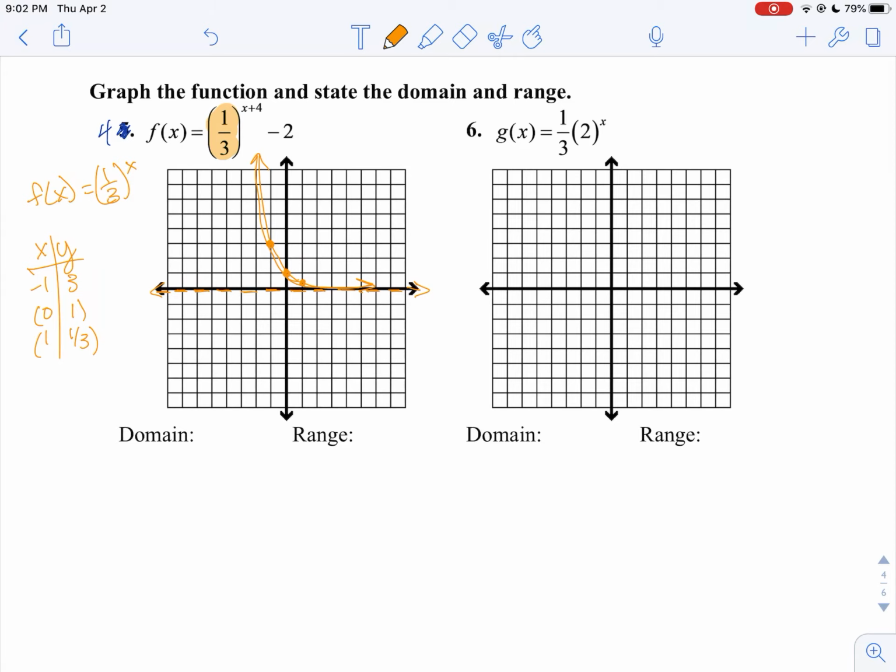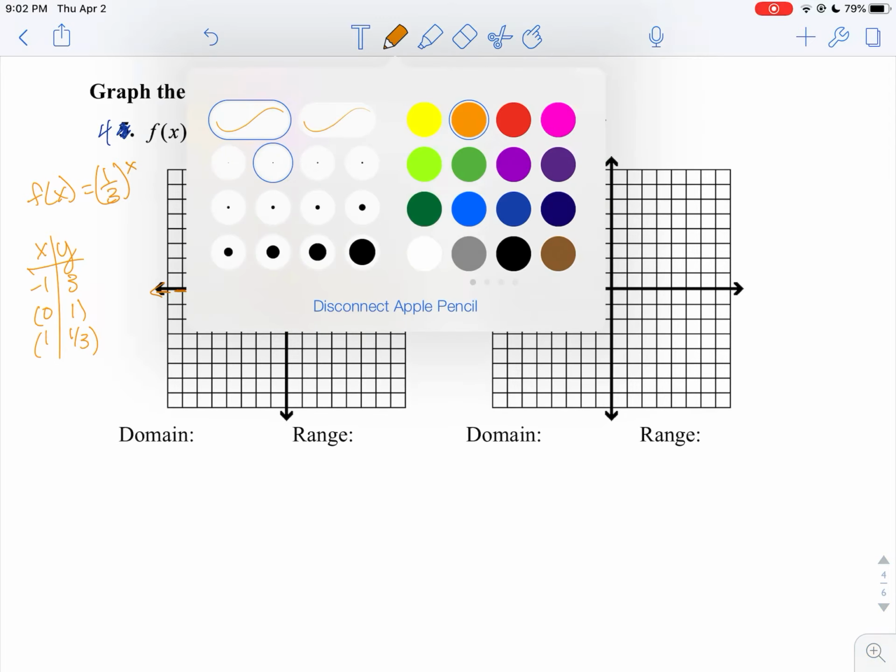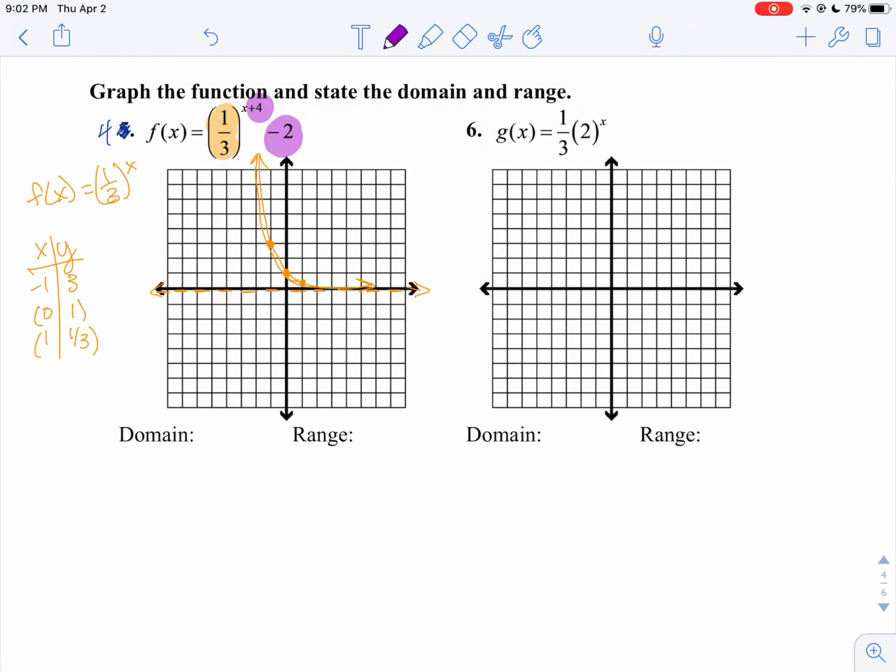But that's not going to be the whole function. The whole function really is if we put on that +4 and that -2. So let's think about what those are going to do to the graph. That plus 4, because it's on the inside, is going to do the opposite of what it looks like. It's actually going to move the graph left 4. And that minus 2, because it's on the outside, does exactly what it looks like. It's going to move my graph down 2.